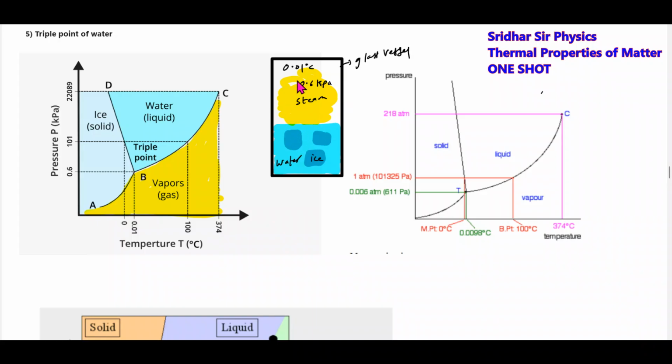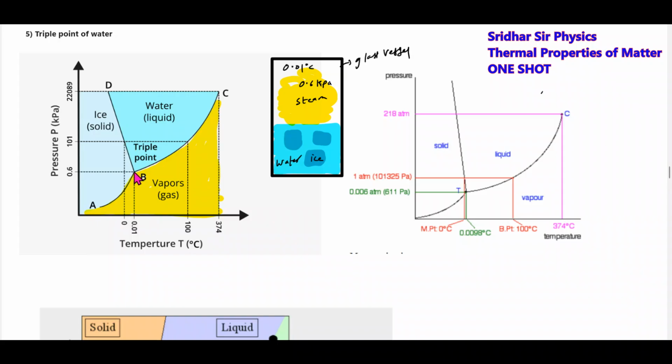So steam at 0.01 degrees Celsius is possible. All will coexist. This is called the triple point of water. That will be fundamental. Zero is not fundamental. The triple point will be fundamental and it will not vary. You change pressure, anything, it will not change. Whereas the melting point and the boiling point are not fundamental. They vary with the pressure.